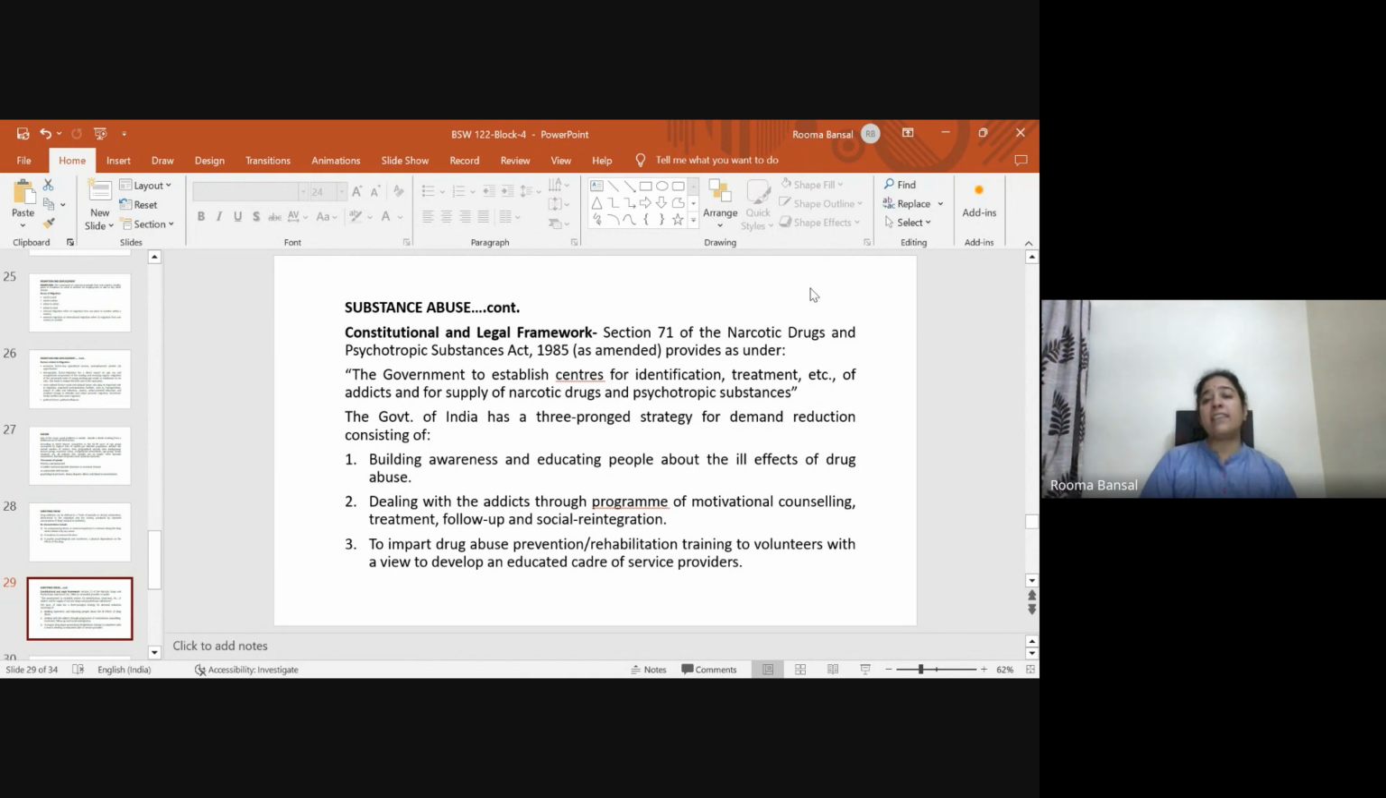Next, dealing with the addicts through programs of motivational counseling, treatment, follow-up, and social reintegration. It means, suppose there is a person who is drug addicted, then they have programs related to their treatment, follow-ups, and motivational counseling. Also, to impart drug abuse prevention and rehabilitation training to volunteers with a view to develop an educated cadre of service providers.